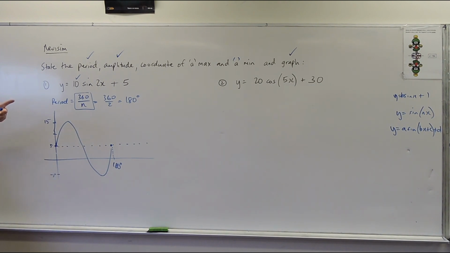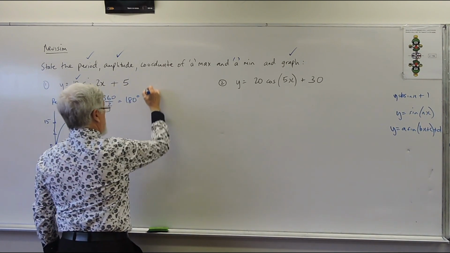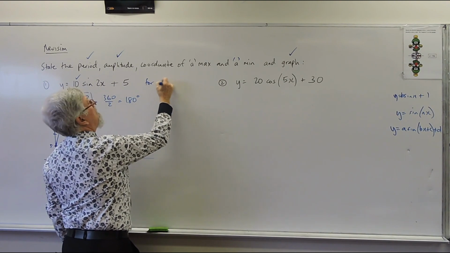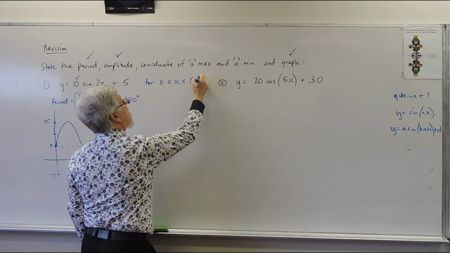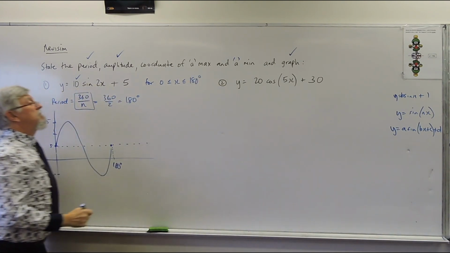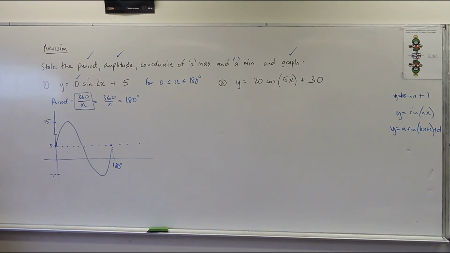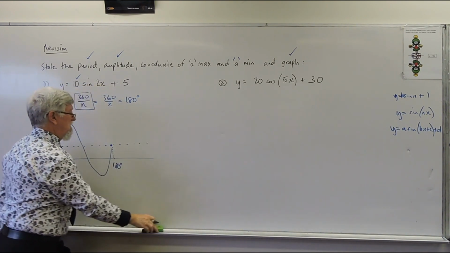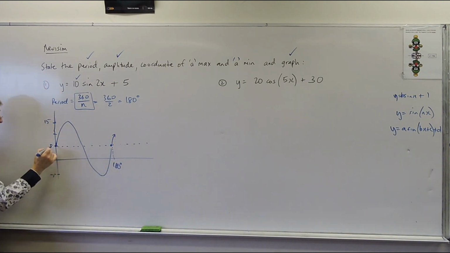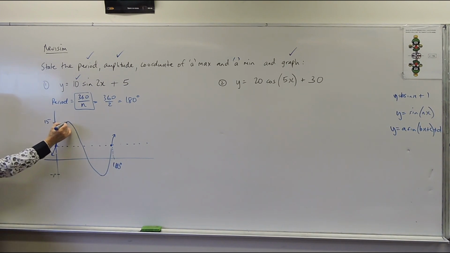It didn't stipulate to go further. It didn't stipulate you can't go further. So if I had written up here that this one was for naught less than or equal to x less than or equal to 180 degrees, yeah, I'd have to stop there, but it didn't stipulate that. So personally, Josh, I'd put a little arrow going on that way, and I'd probably put a little arrow going back that way and make it a bit more fuzzy. So what's that one there? There's your max.